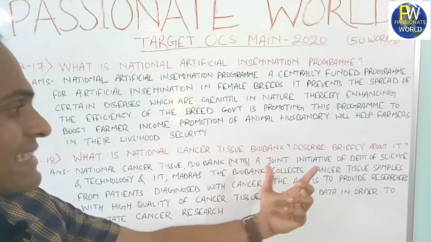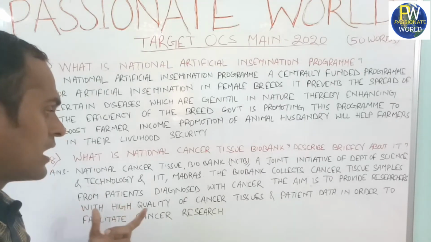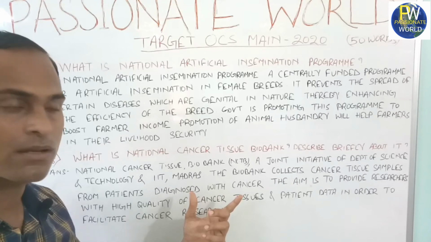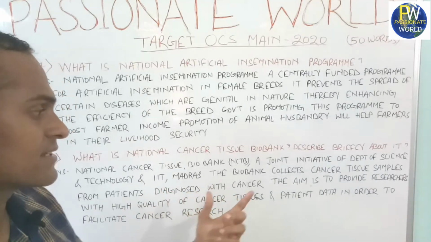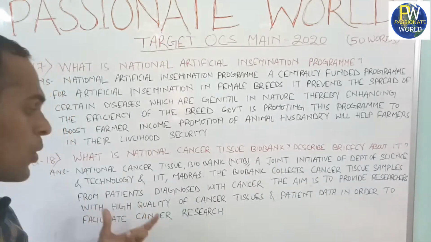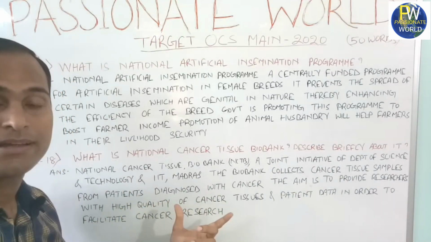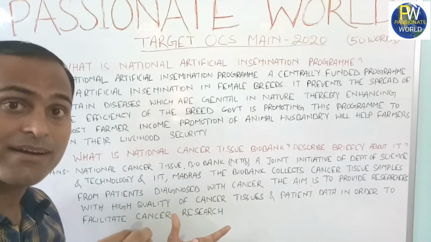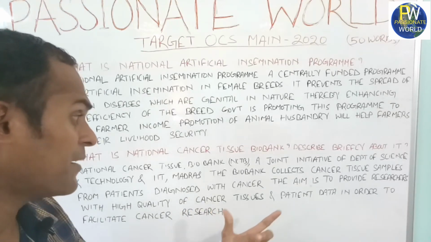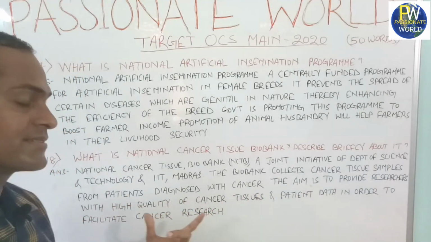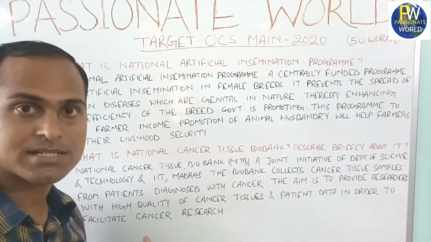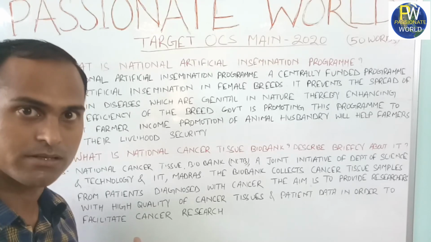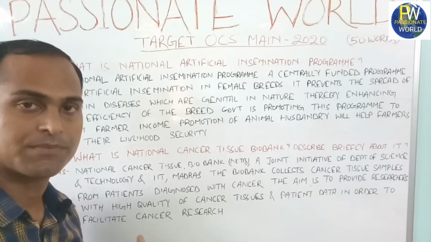The biobank collects cancer tissue samples from patients diagnosed with cancer. The aim is to provide researchers with high quality cancer tissues. Basically, its aim is to provide researchers the cancer tissue cells and patient data in order to facilitate cancer research, so that our researchers can find better ways to deal with cancer, or even find a new vaccine for the treatment of cancer.